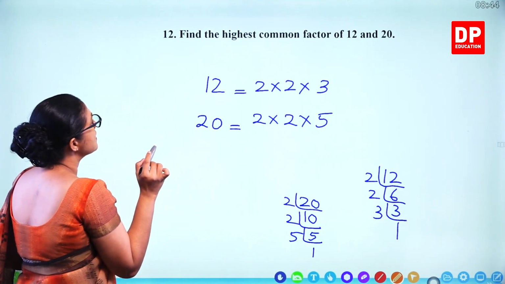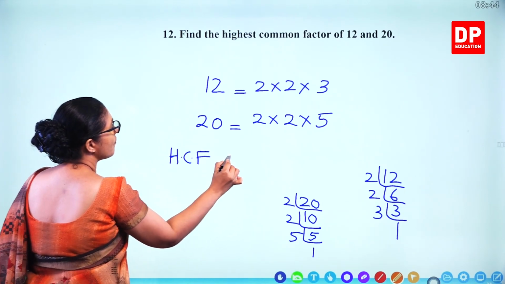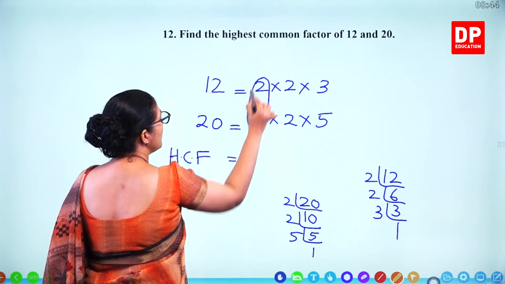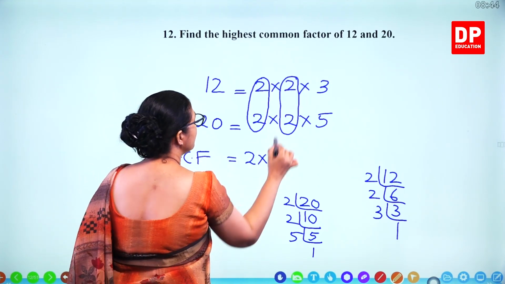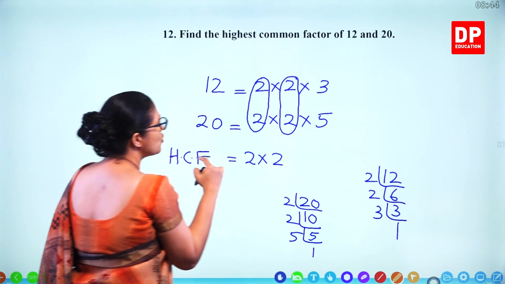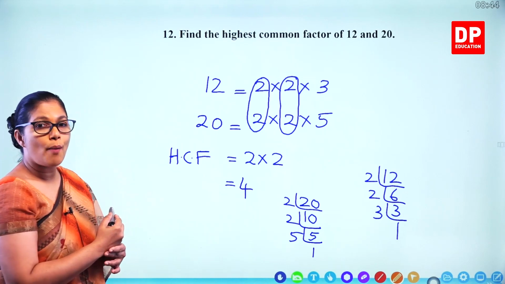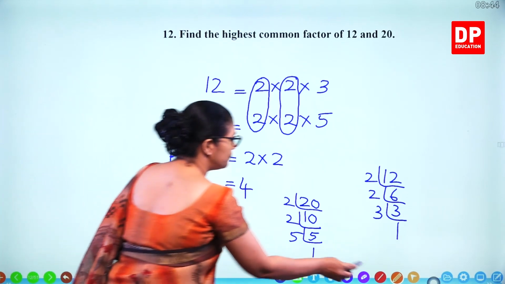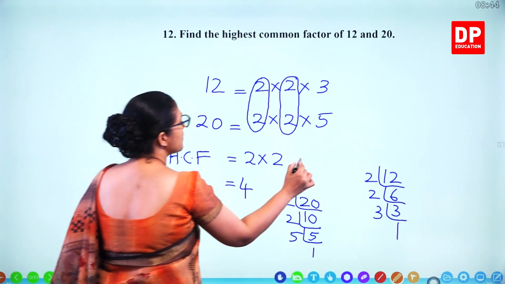So what's the highest common factor? 2 is common and another 2 is common. So 2 and 2, that becomes 4. So the highest common factor is 4. 2 marks.